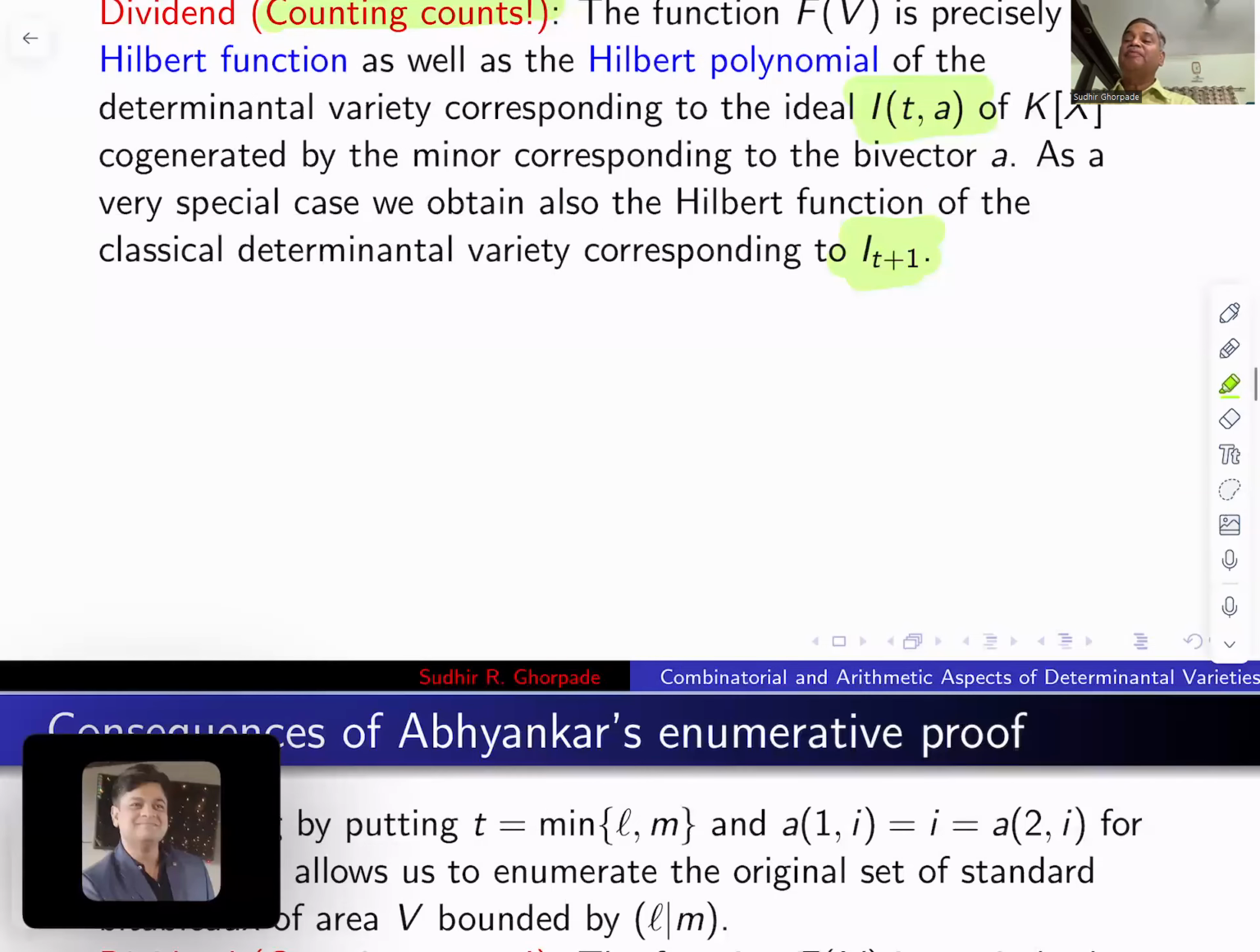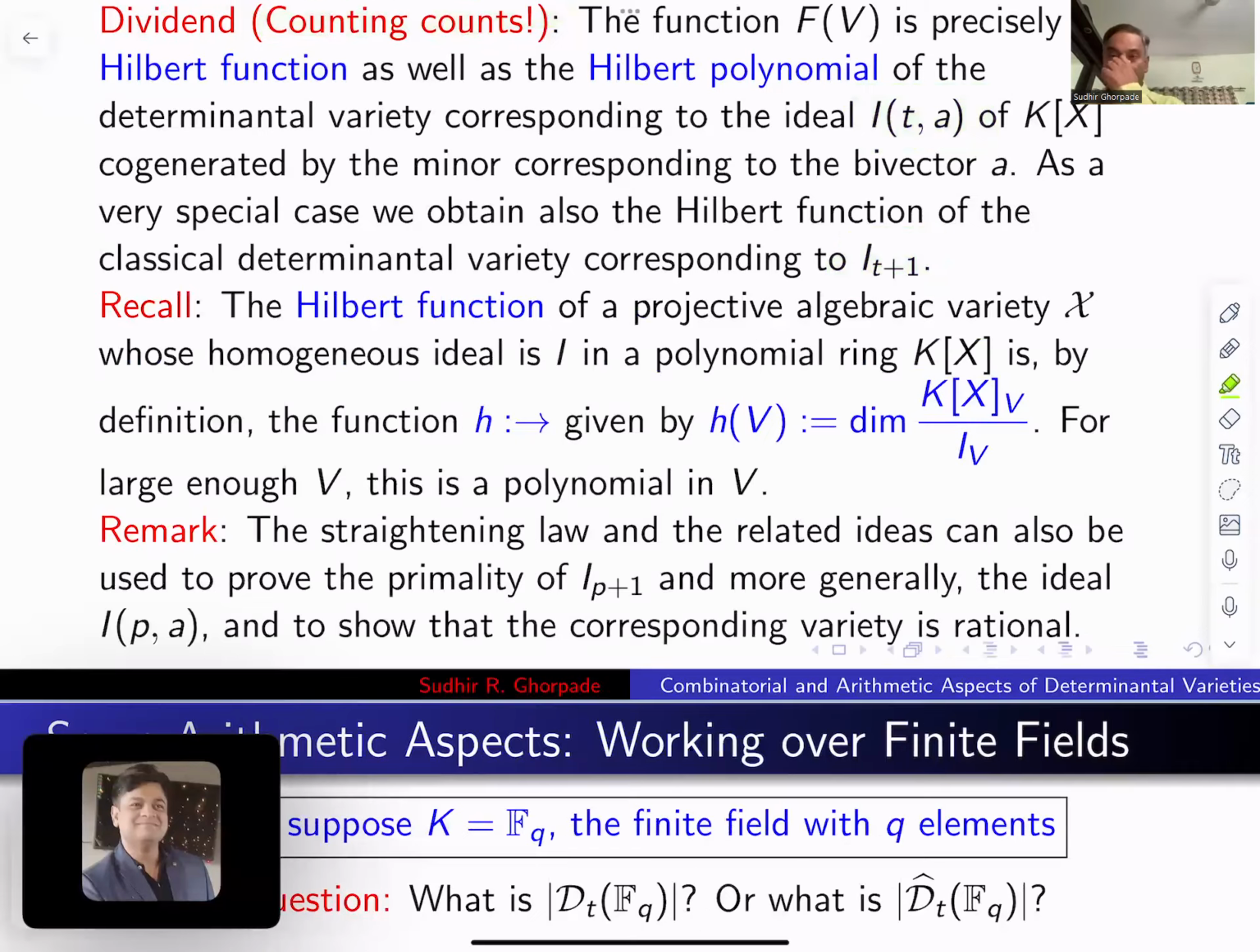So you get the Hilbert function, you get the Hilbert polynomial. I think this audience doesn't need to be reminded of what the Hilbert function is and so on and so forth.